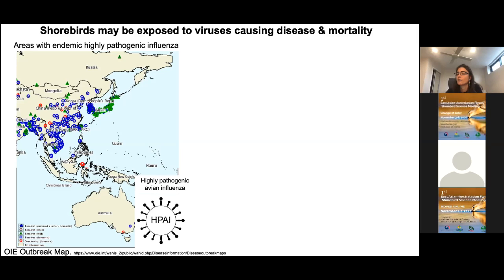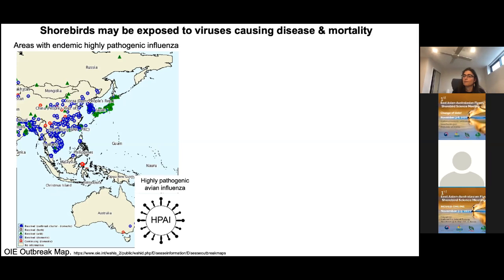I think the triangles are wild birds. And we can see sort of markings all over this map. I would just like to point out that Indonesia and PNG do not contribute data to the OIE, so just because there's no dots on the map, there doesn't mean there's no action happening there. I think we can just sort of assume that there's quite a lot of highly pathogenic avian influenza in those countries as well.